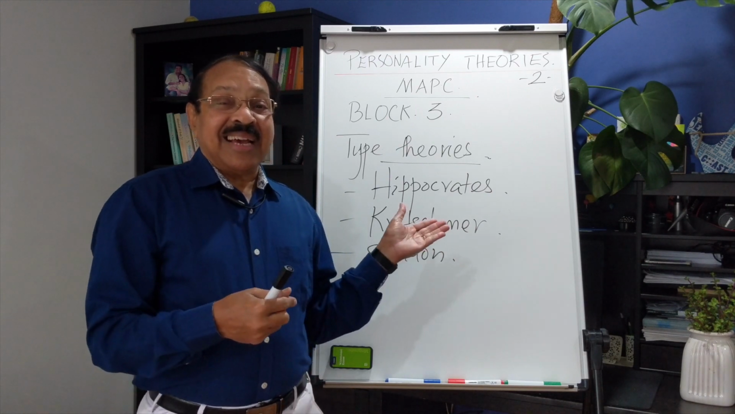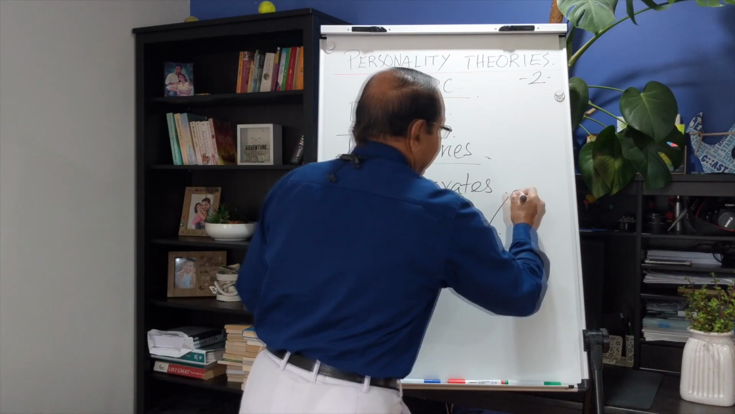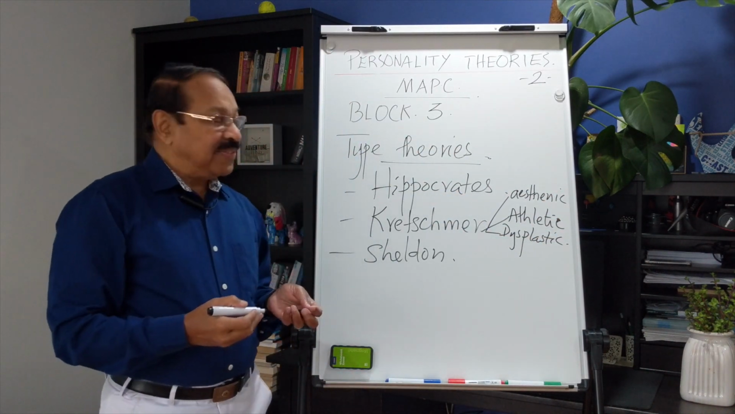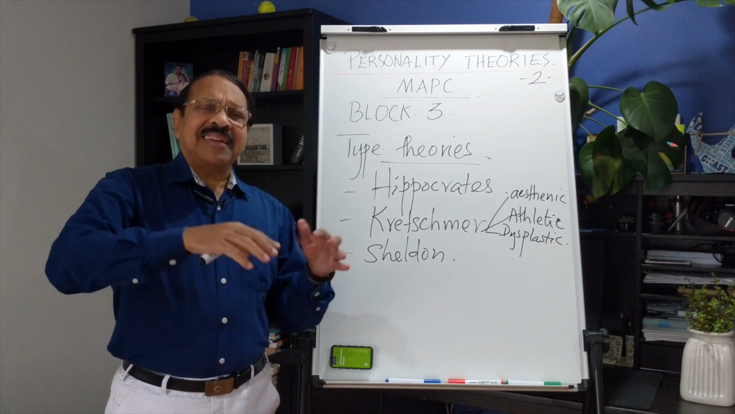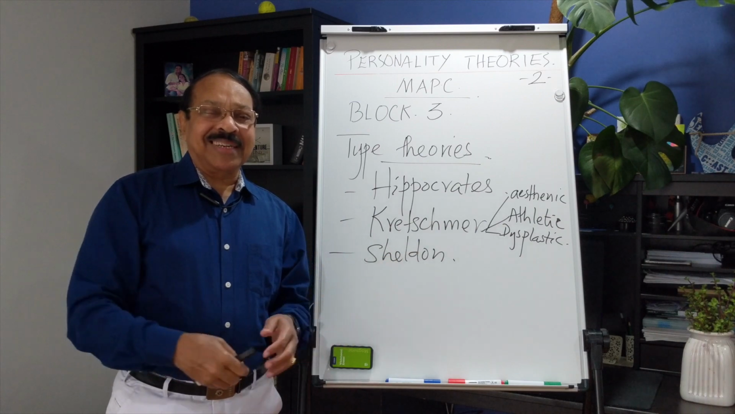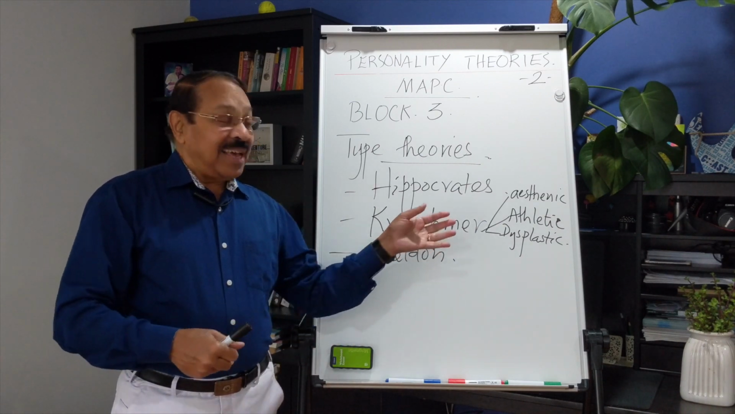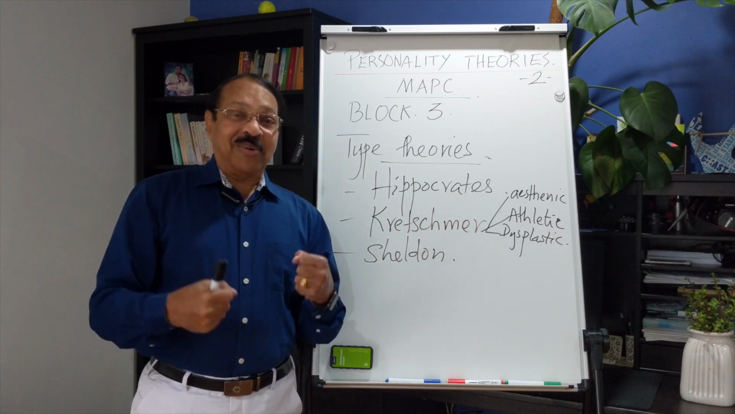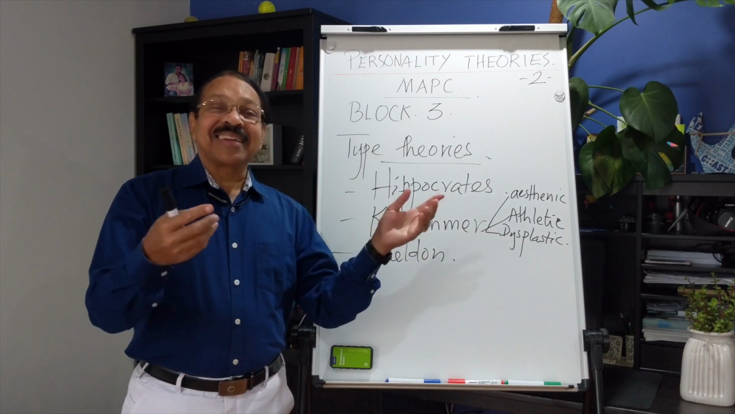The asthenic type, as put by Kretschmer, these are the three classifications made by Kretschmer. The asthenic type is a fat, bulky person, an easygoing type of person. The athletic type, as the word indicates, is a stout and dominating person, and dysplastic, a slender type of person.